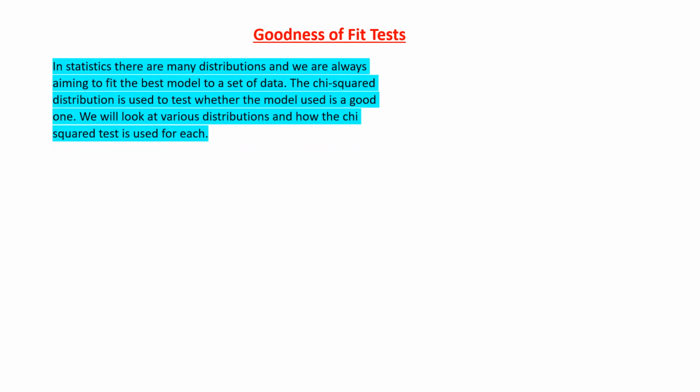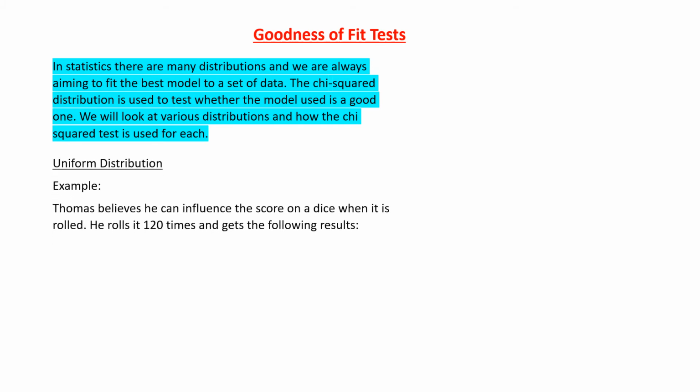So I said here in statistics there are many distributions, and we're always aiming to fit the best model to the data. And the chi-square distribution is used to test whether the model is a good fit or not. Now here's an example with the uniform distribution, and this has come up quite a lot in exams of late. I guess because it's easy to calculate the values without it being too time consuming.